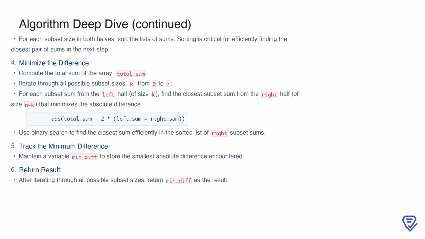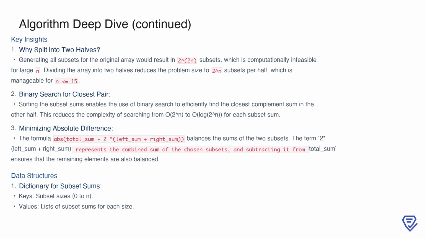Throughout this process, we keep track of the smallest absolute difference encountered using a variable min_diff. Once all possible subset sizes have been considered, the value of min_diff is returned as the result, representing the minimum sum difference achievable. Splitting the array into two halves is a key optimization, as generating all subsets for the original array would result in 2^(2n) subsets, which is computationally infeasible for large n.